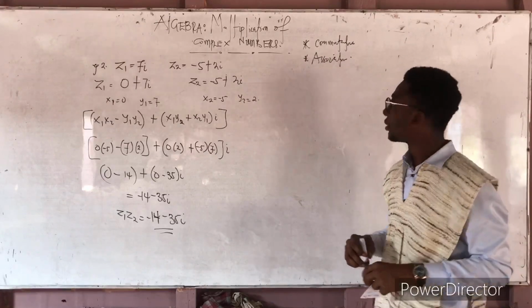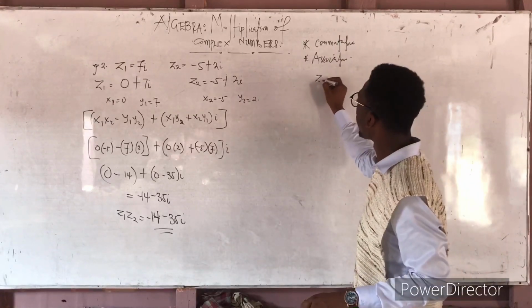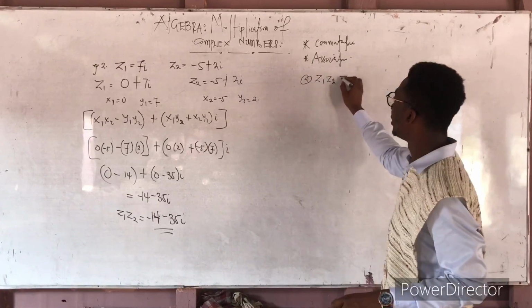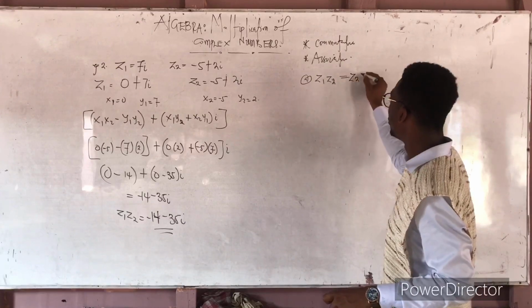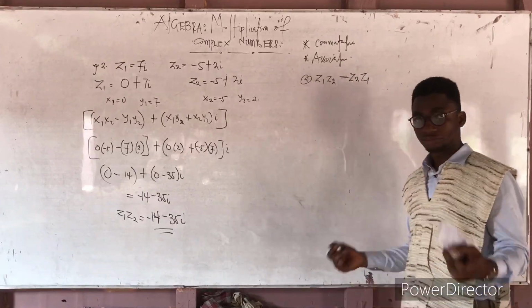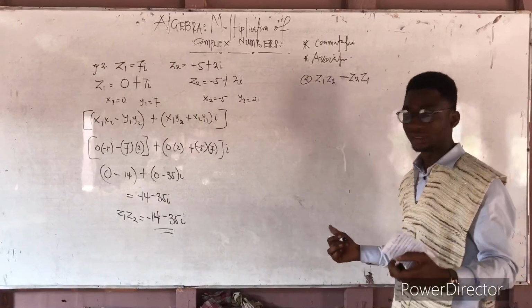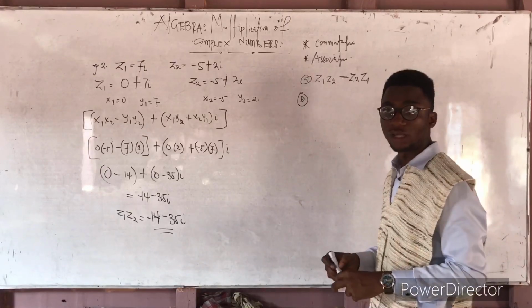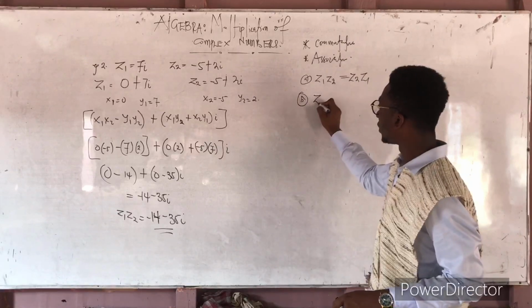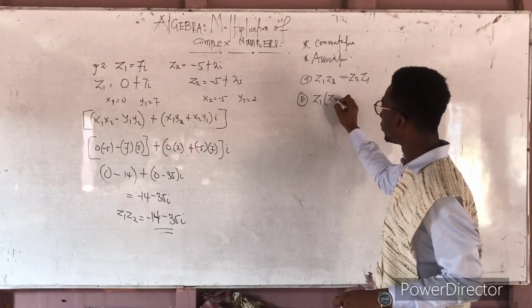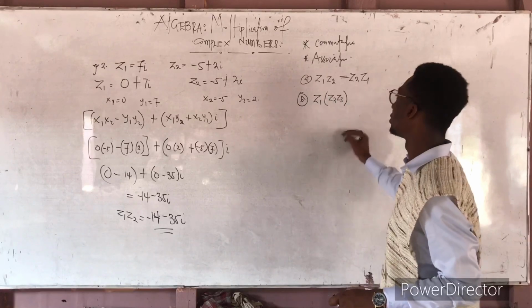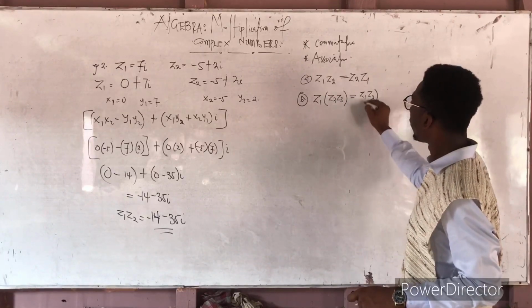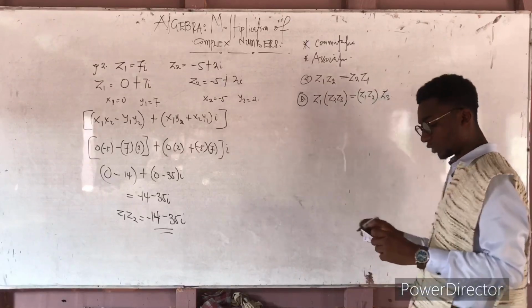So, one, how does it become commutative? If you have z1 z2, z1 times z2 is equal to z2 times z1. So this is the property of commutativity. And it is also valid for the property of associativity. That is to say, if you have z1 multiplying z2 z3 in brackets, then you can also have z1 z2 in brackets multiplying z3.